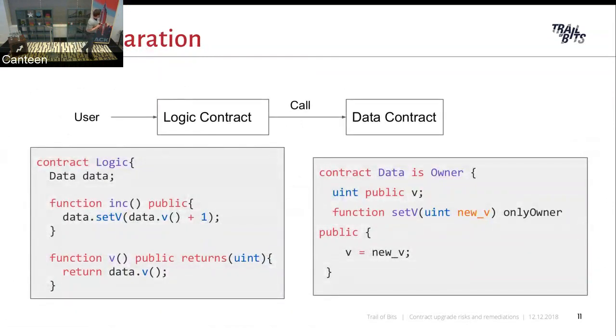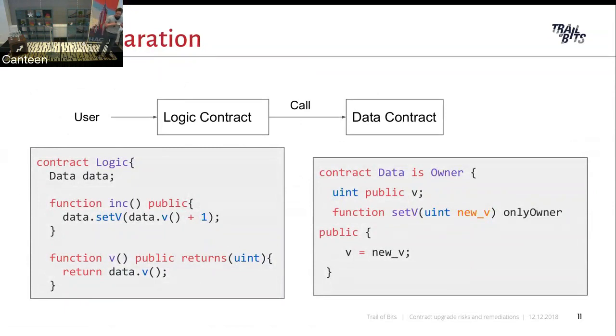As you can see here is a small example of how you can do it. Something which is important is for the data contract, your database of variables, to have this ownership capacity where only the logic contract can write to the data contract, because you don't want anyone who is not authorized to change the variables of the system. Inside the logic contract, you need to have a pointer to your data contract so that you can call it and read or write the variables.